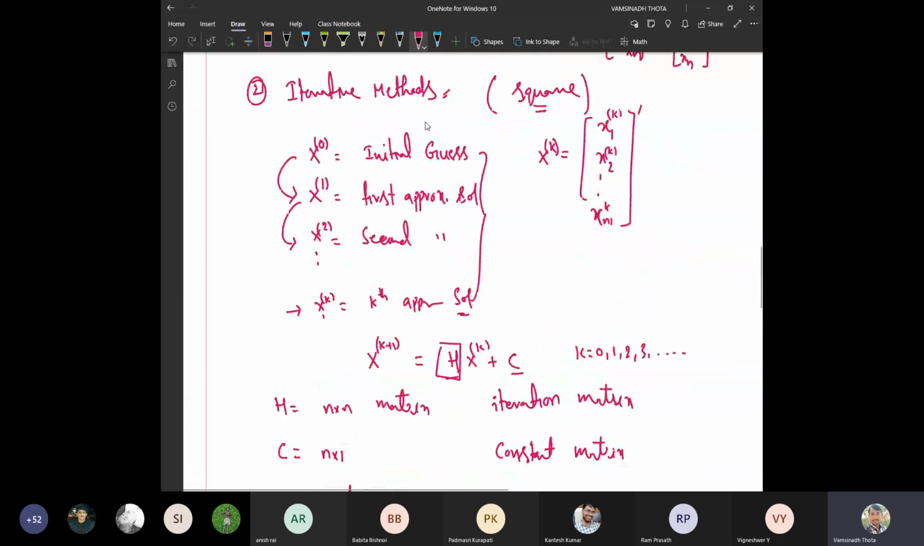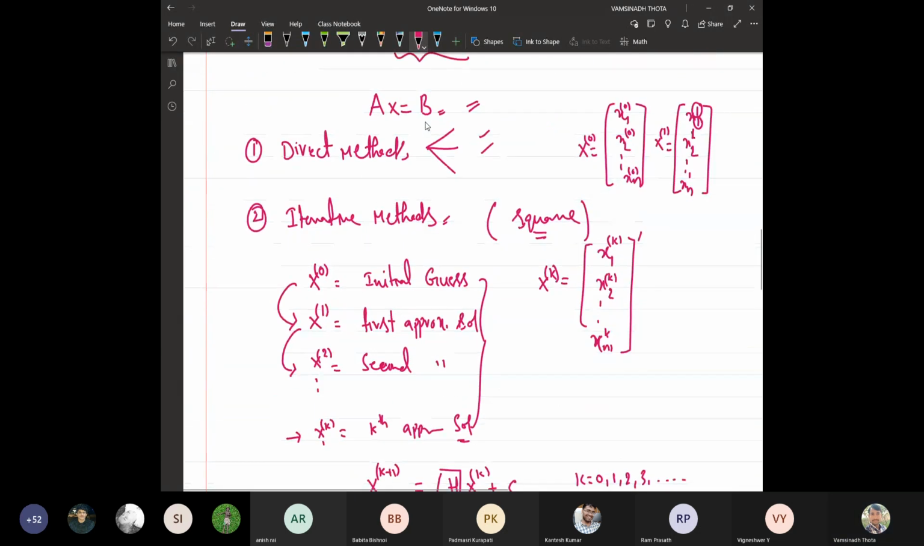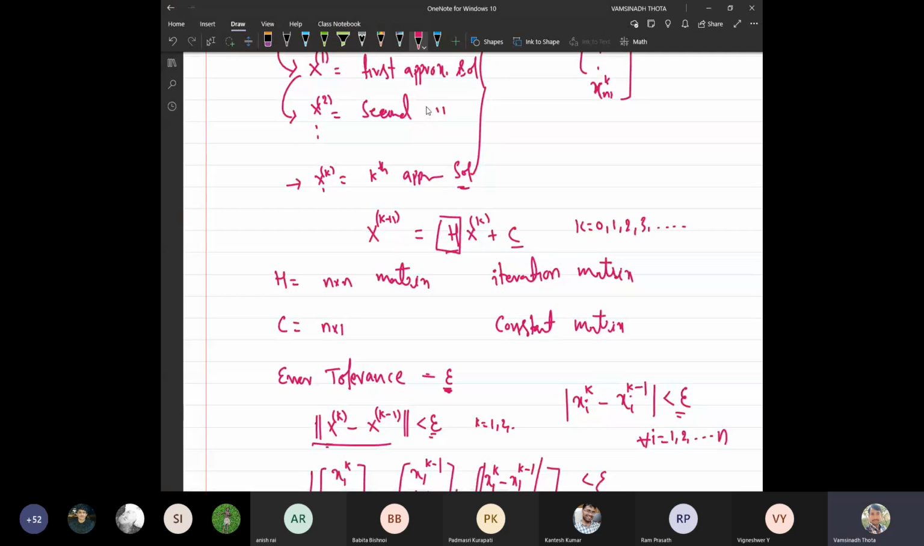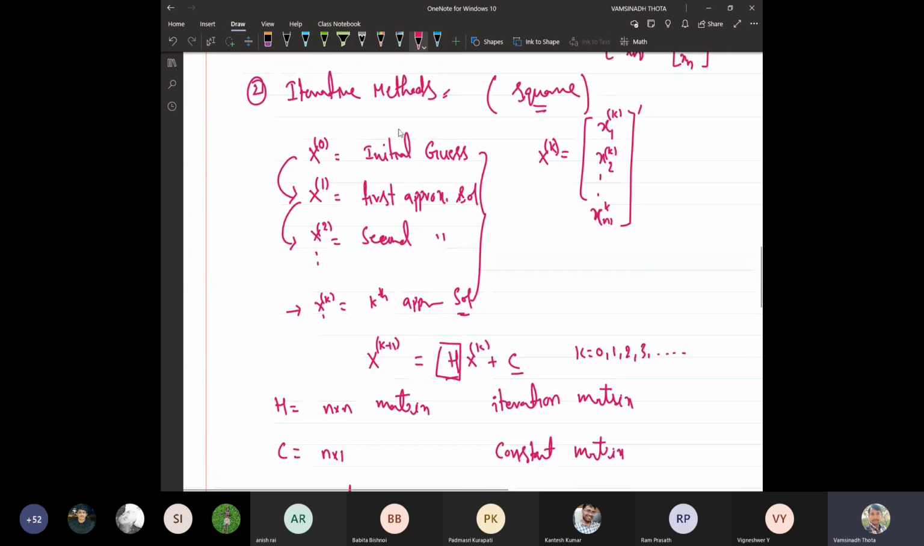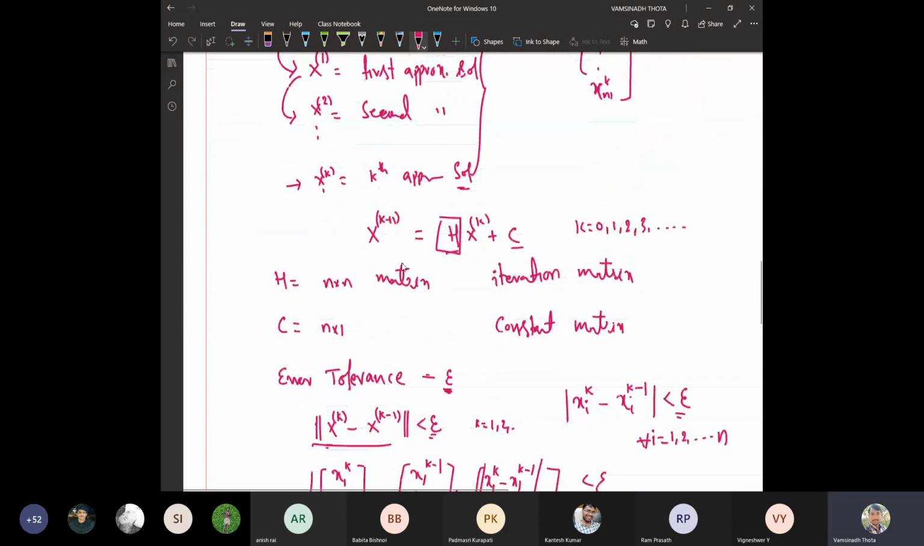Now, in the iterative method, what is the crucial part? What is the main important thing? The iteration matrix is the important one, not even the constant C. If you change the H, you will get different iteration methods. But the H should be defined from the given system Ax is equal to B.